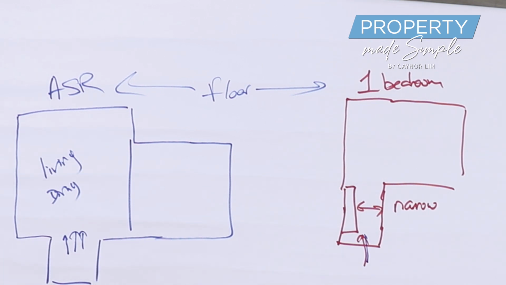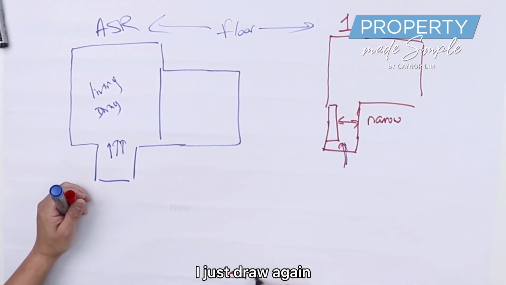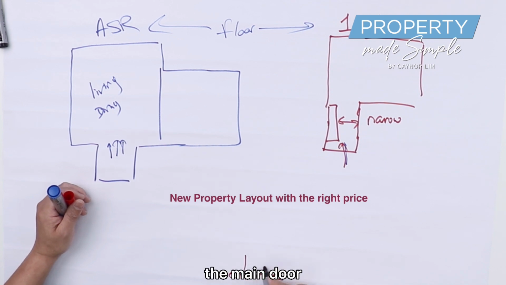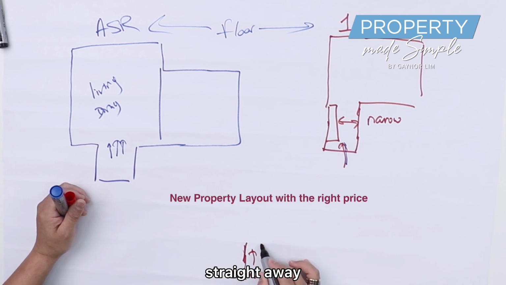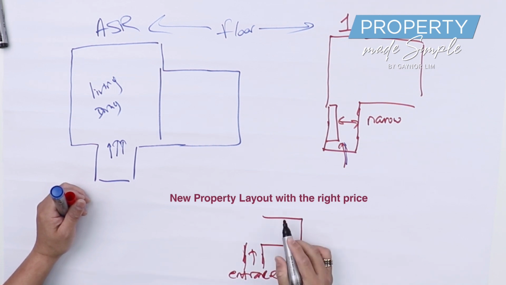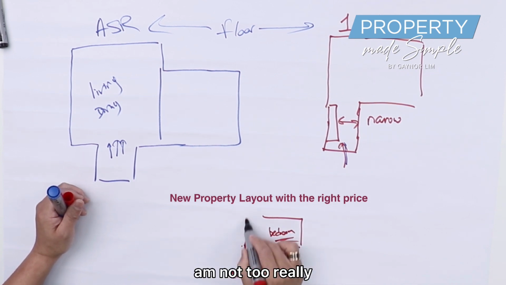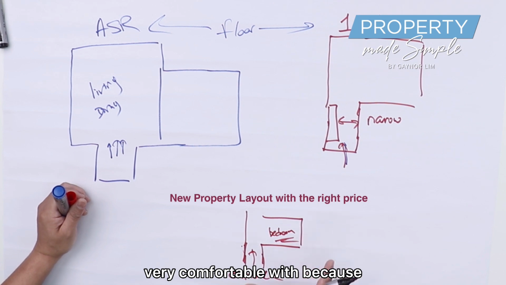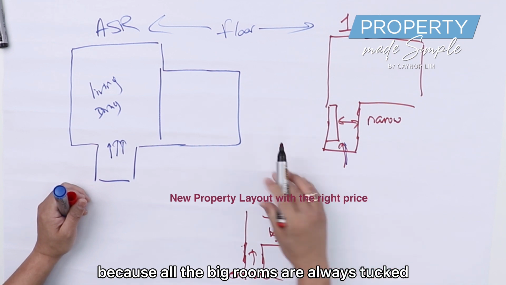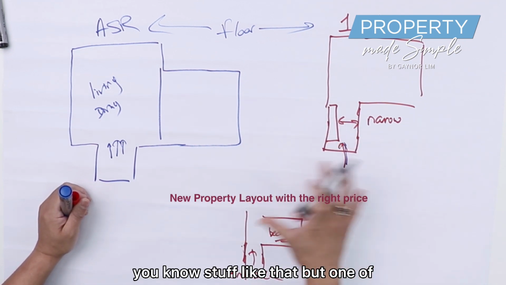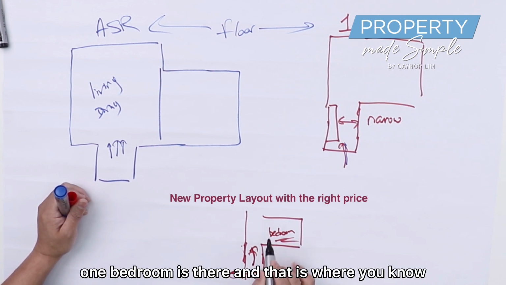So the layout is, I think, a 2 or 3 bedroom. This is the entrance, the main door. And one of the bedrooms is, when you enter, immediately, straight away, the bedroom is just beside the door. This is the bedroom. And this is something I am not really comfortable with, because it is not a very traditional type of layout, because all the bedrooms are always tucked at the end of the living room, you know, stuff like that. But one of the bedrooms is immediately there when you enter from the entrance.